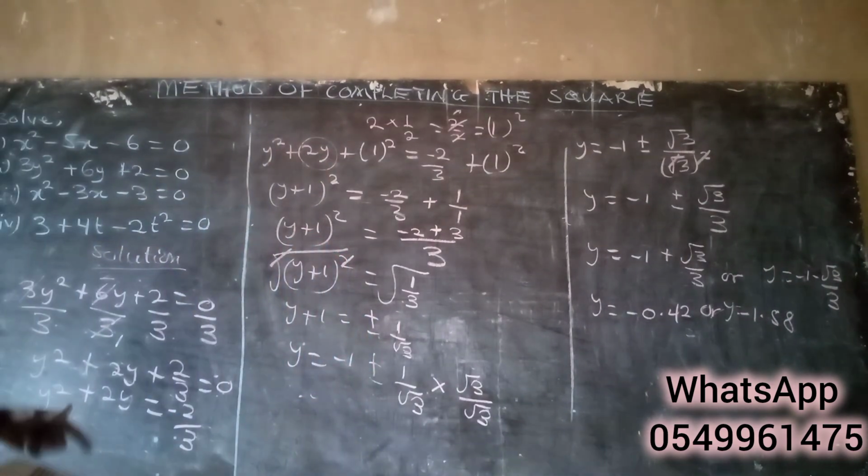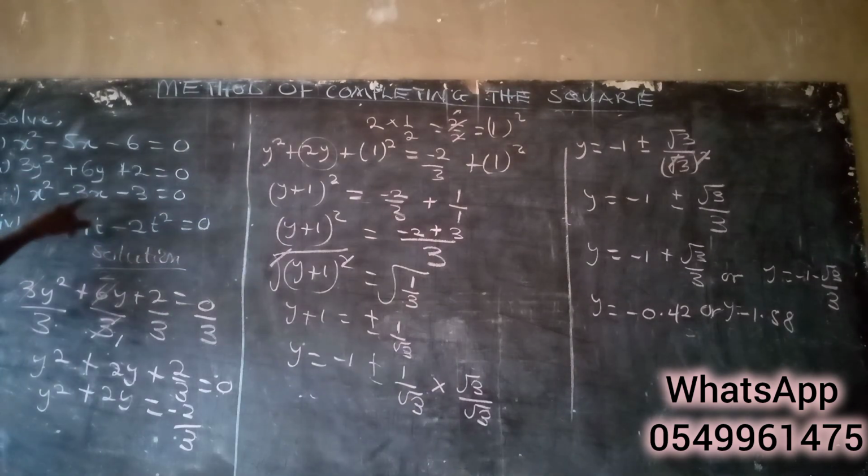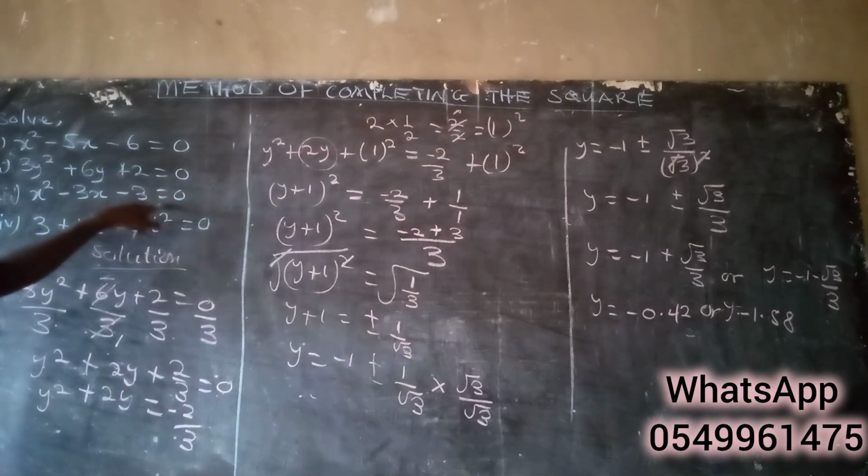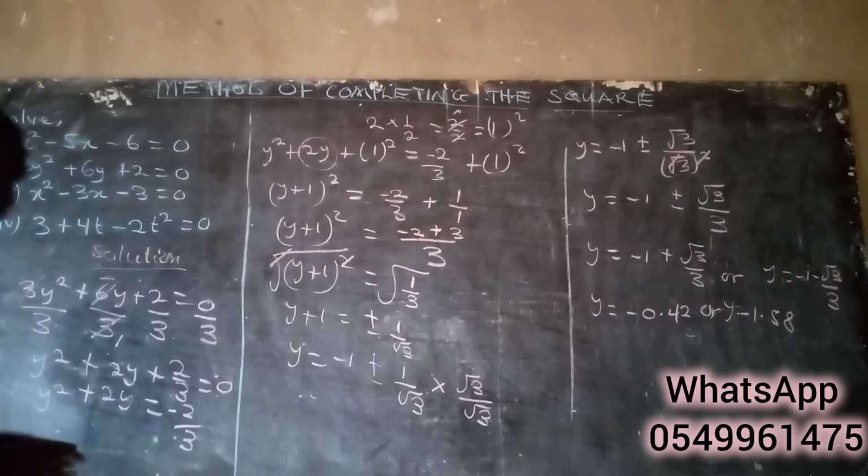So let's solve the next question. The next question we have is x squared minus 3x minus 3 is equal to 0. Let's solve this question.